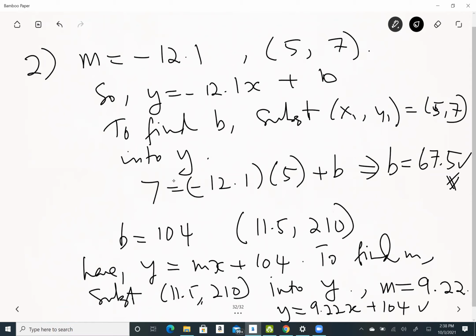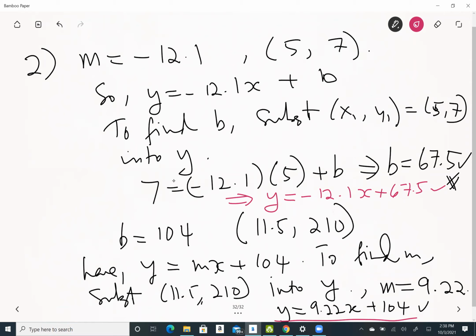For this one, I forgot to write the full function. For the first case, you got y equal to negative 12.1x plus 67.5. So write the full equation, like what I did here. So that is possibility number 2: you are given either the slope and one point, or one point and the y-intercept. Any question?